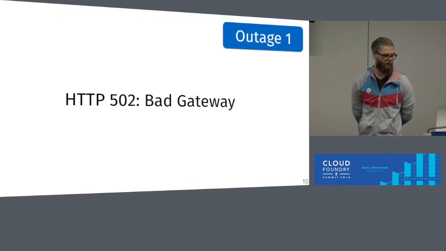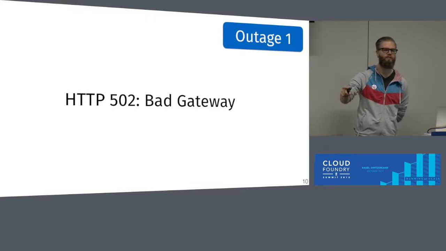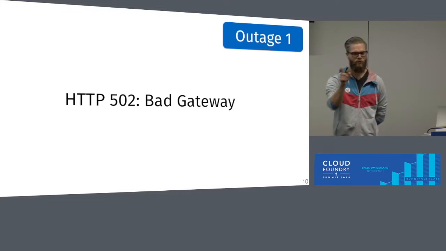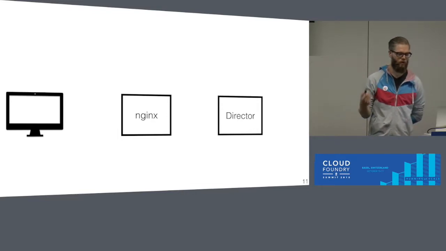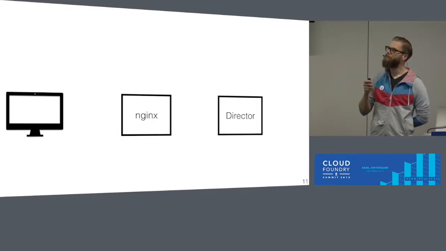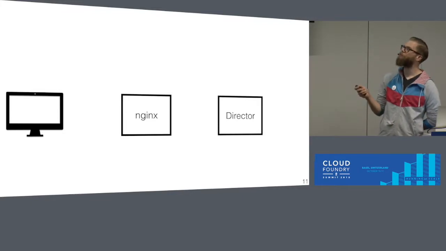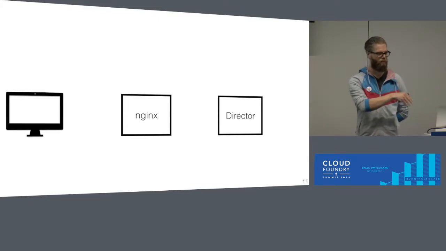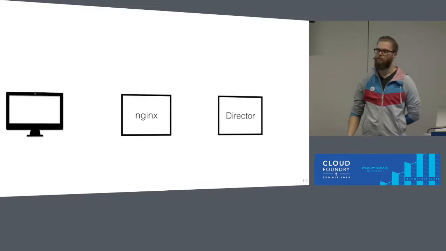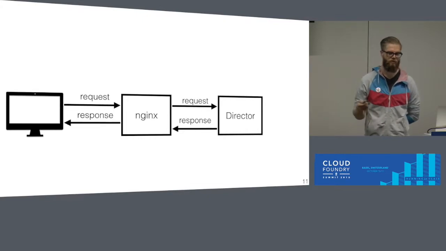So outage one, I'd like to call that the HTTP 502 Bad Gateway. Who has seen an HTTP 502 or knows what that is and when it happens? OK, a few people. So here is a recap of what happens during that time. As I said, in the architecture diagram we lied a little by depicting the director as one big box, because actually it's two boxes. We have an Nginx in front, which does all the TLS termination, and we have the director as a Ruby app behind that Nginx. A consumer does requests to Nginx, it does TLS termination, it sends the request to the director, you get a response. You know the deal.